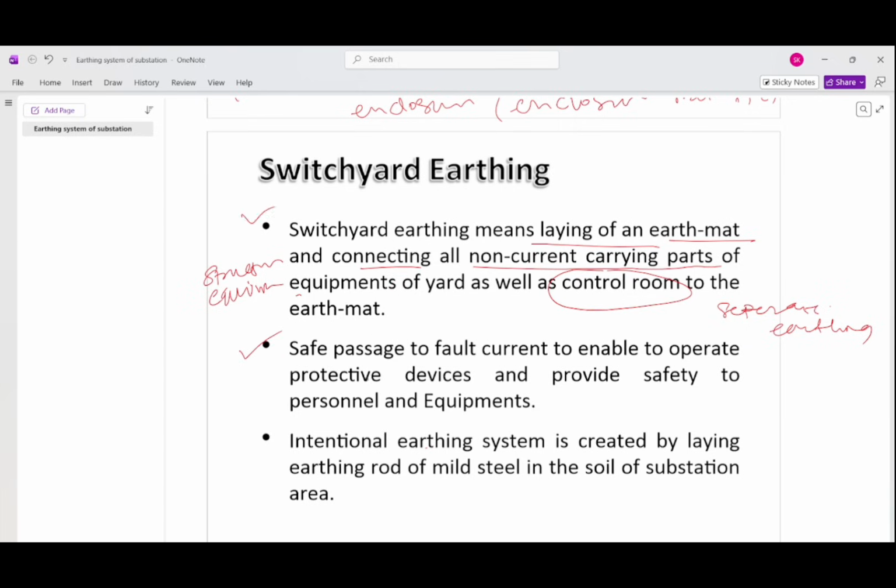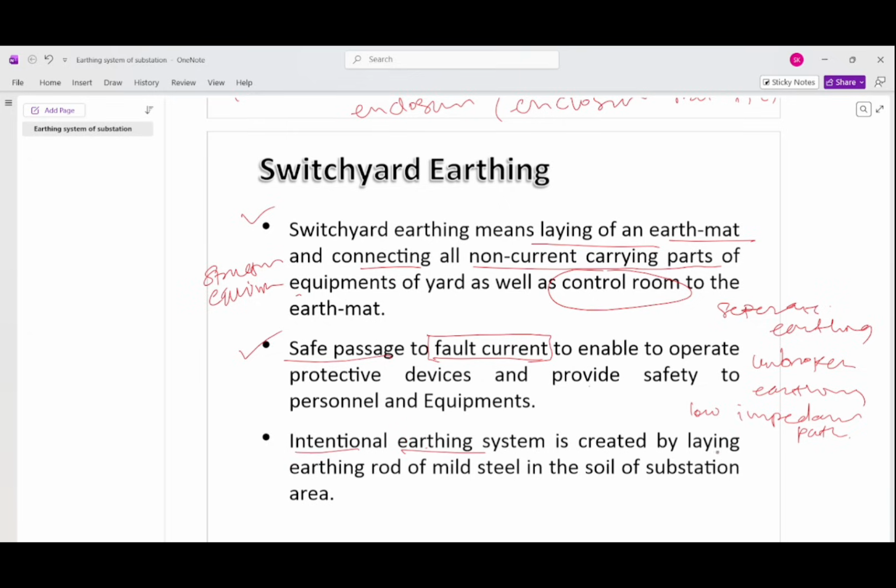The second point is safe passage of fault current, to enable the protective devices to operate and provide safety to the personnel and equipment. The earthing grid must not be broken anywhere. An unbroken earthing grid is required for the safe passage, an undisturbed path, and a low resistivity, low impedance path is to be created.